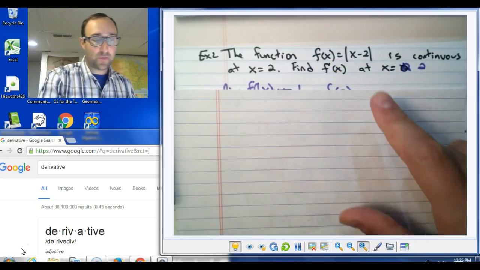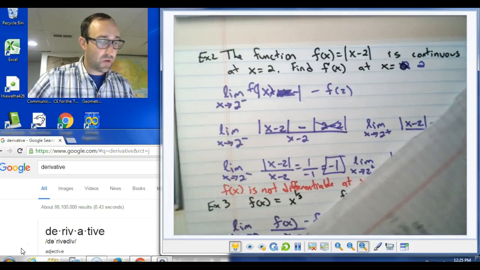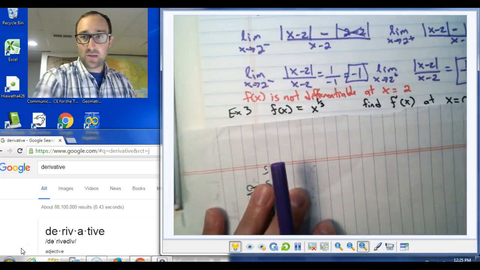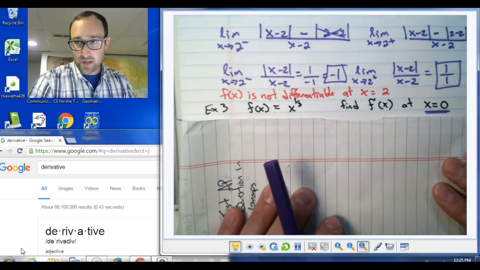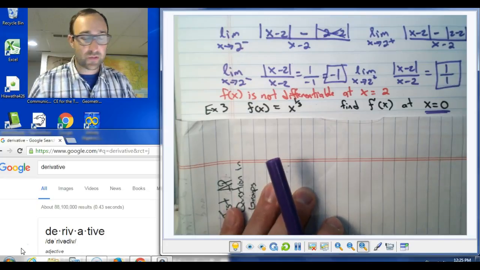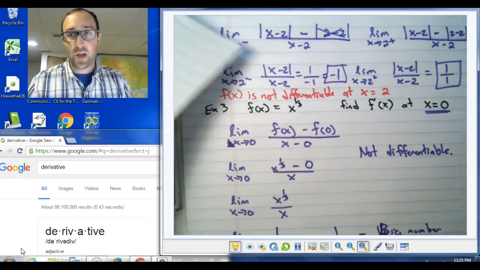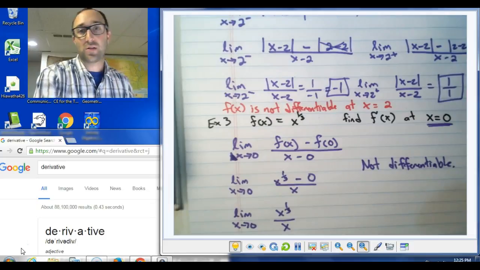So if you don't know absolute value or something like that, that would be the next one. Or the last one is f of x equals 1/3 x. Find f prime of x at x equals 0. So if you want to figure out how to do any of these, you can skip around. You don't have to watch this whole video.